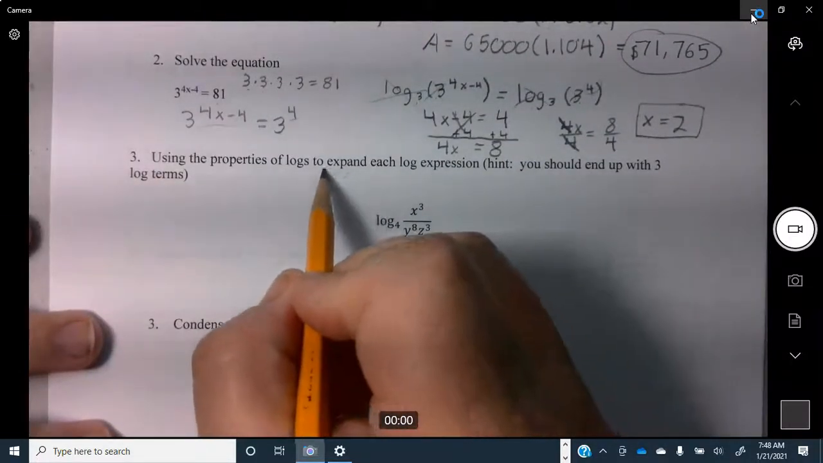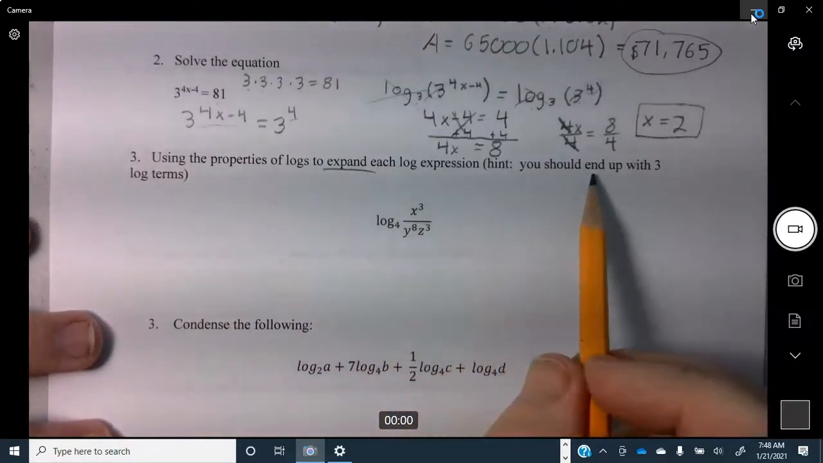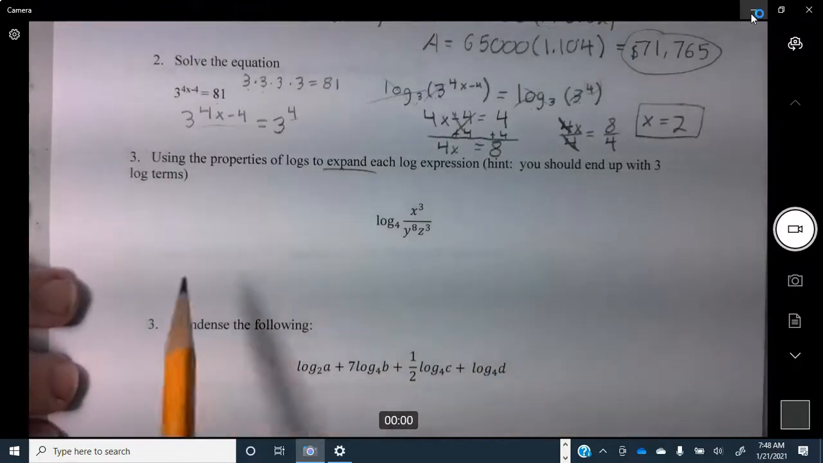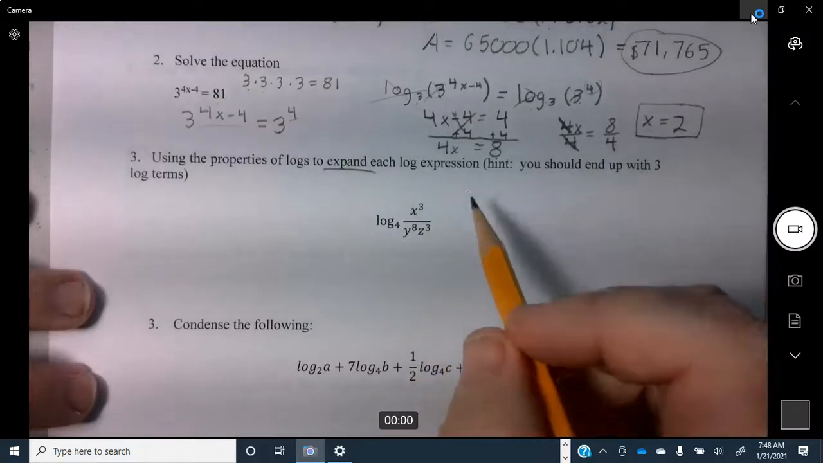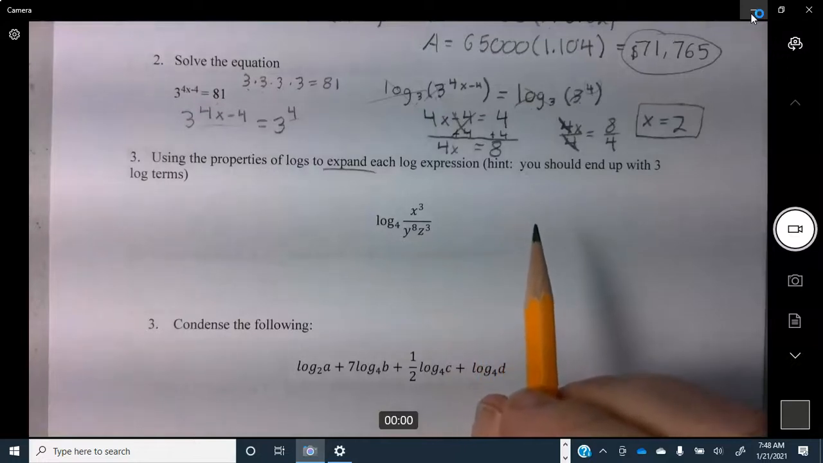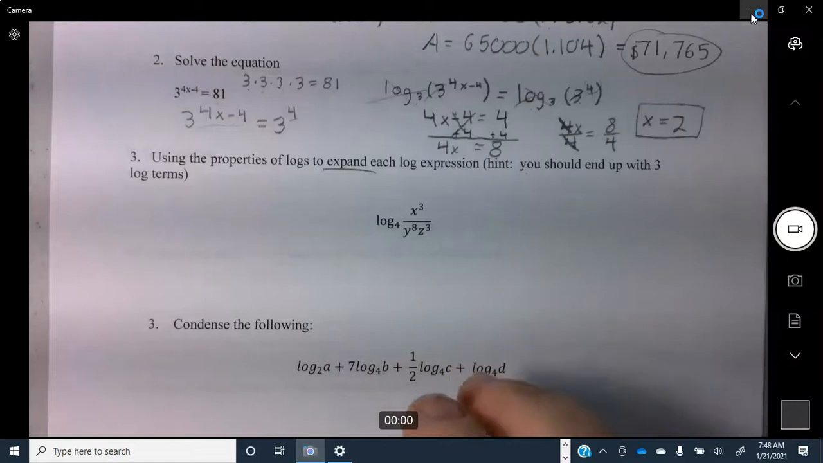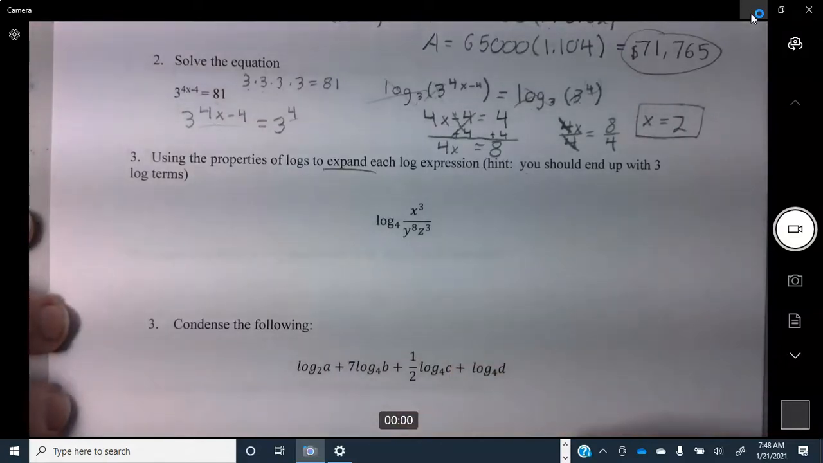Okay, they're asking us to expand this. That means, I gave you a hint, you should end up with 3 log terms, okay? So that means you're going to end up with a lot of log terms. You're going to expand this out. So the basic principle is on the sheets, and I put the formula sheets in. They're going to be up by 9 o'clock on Thursday morning. They're not up in the Canvas yet, but they will be.